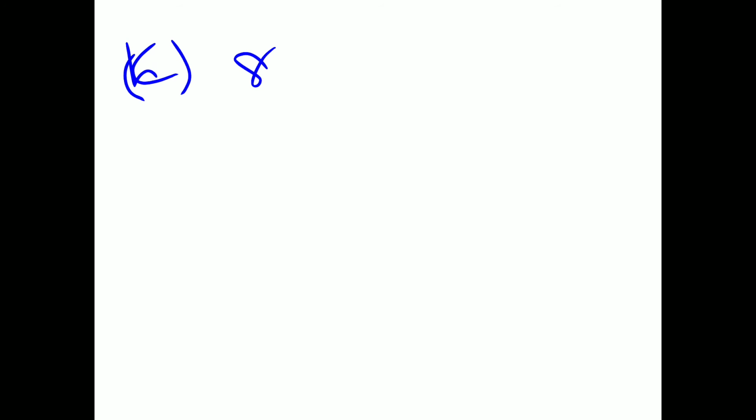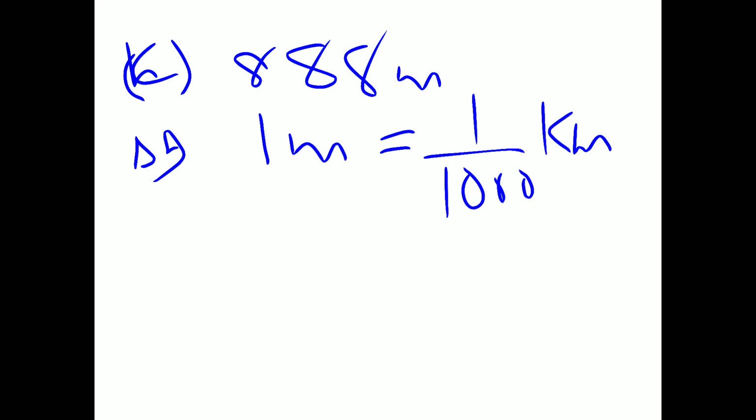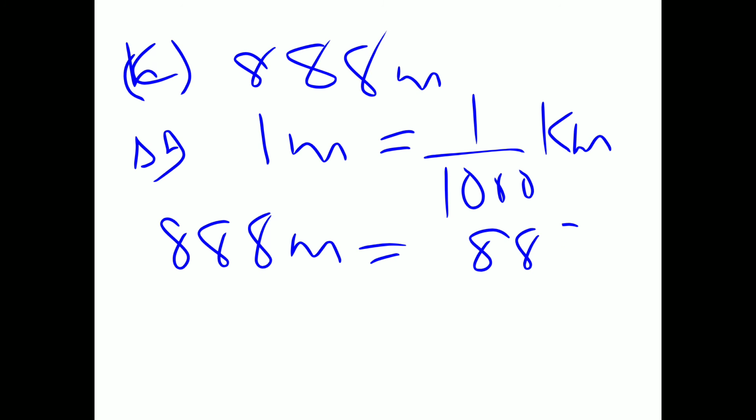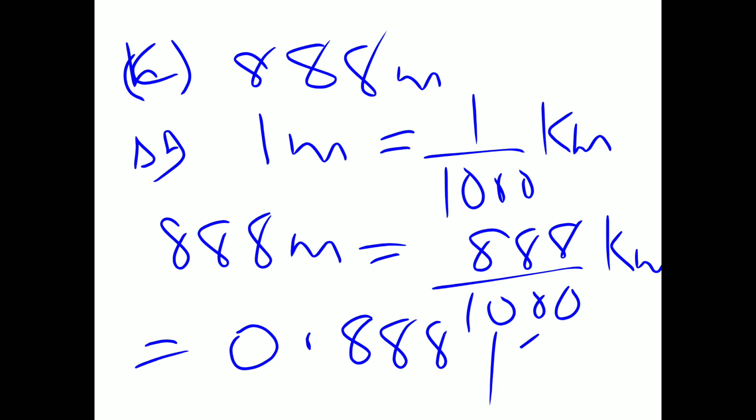Now we do C part. B part you have to do by yourself. 1 meter is equal to 1 upon 1000 kilometer. So 888 meter will be equal to 888 divided by 1000 kilometer. So the answer will be 0.888 kilometer, because down there are 3 zeros. So after the decimal there should come 3 numbers. Clear?